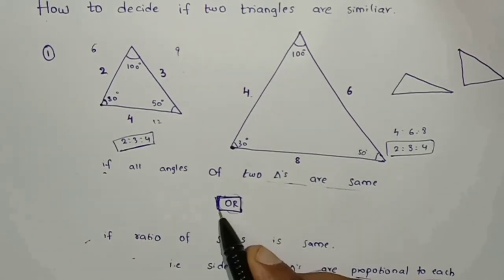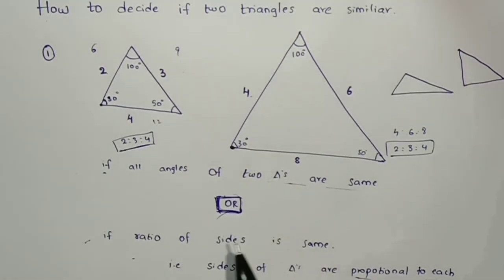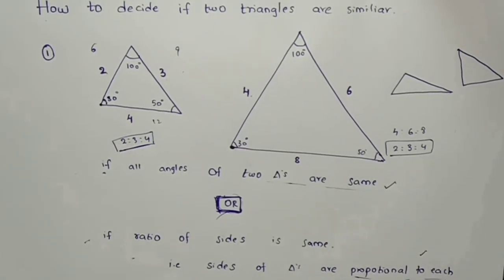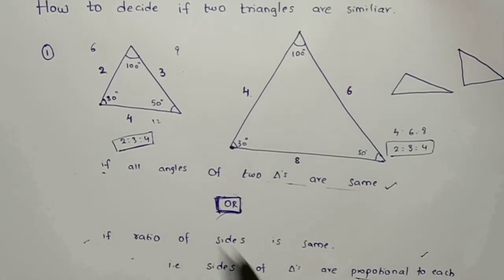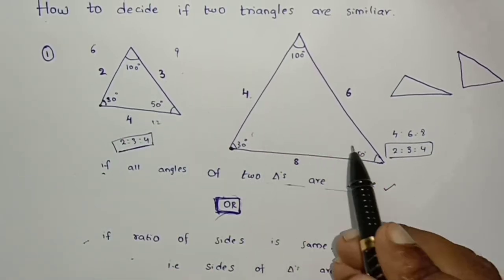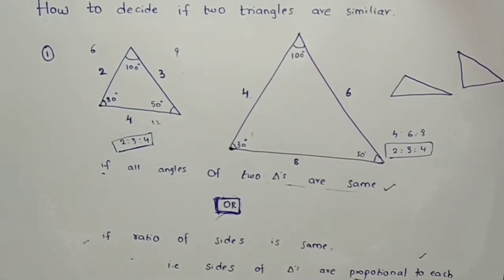Now, why have we discussed or? That means if any one of these two conditions is satisfied, we can say that two triangles are similar to each other. What is the meaning of this? That means if angles of two triangles are the same, then automatically the sides of the triangles will be proportional to each other.